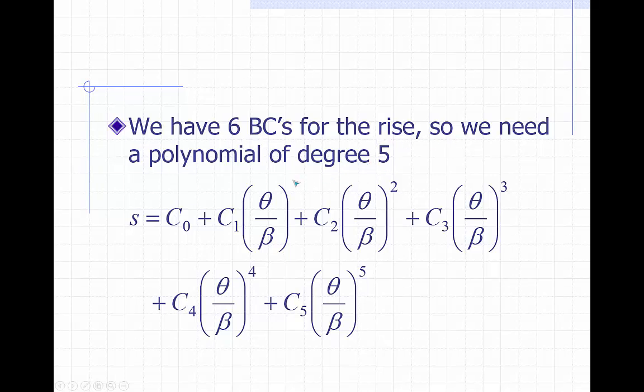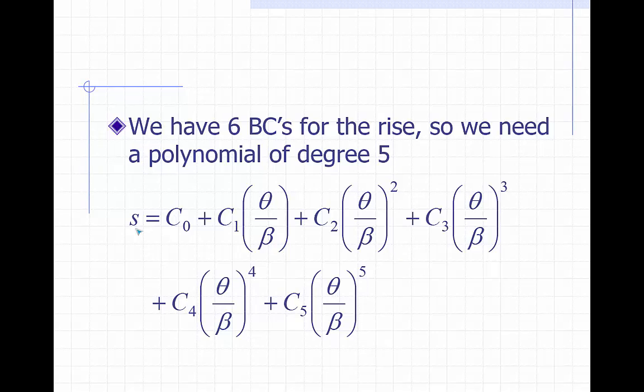And so here we have our generic position equation with c0 plus c1 times theta over beta all the way up to c5 times theta over beta to the fifth. Again, fifth order polynomial because we have 6 boundary conditions. This is going to be the generic function for our rise, the rise portion of our polynomial. The same function exists for the fall because it is also a fifth order.